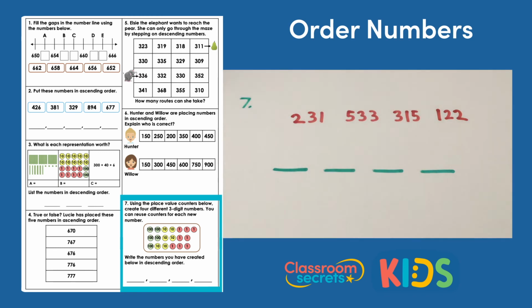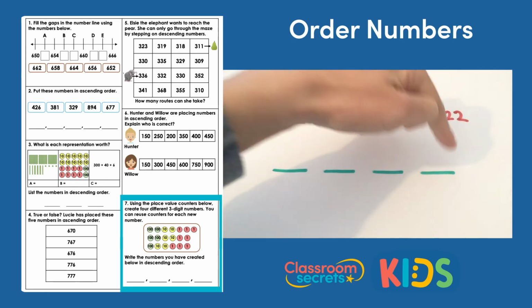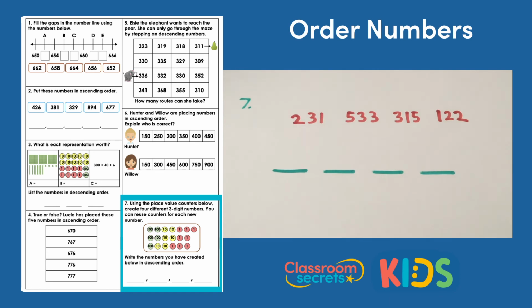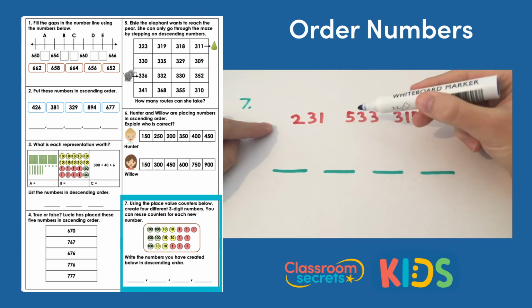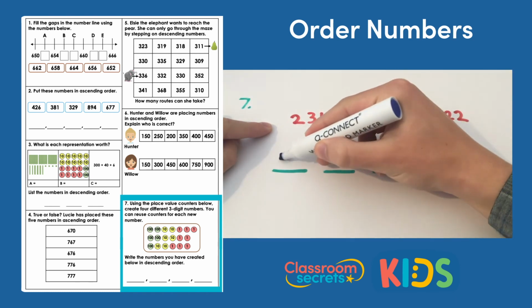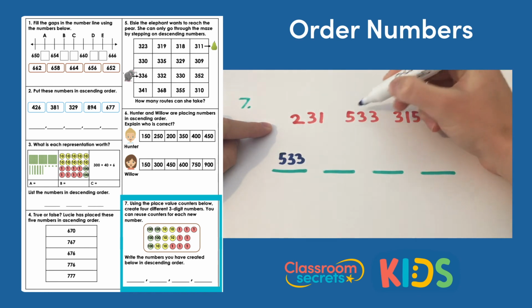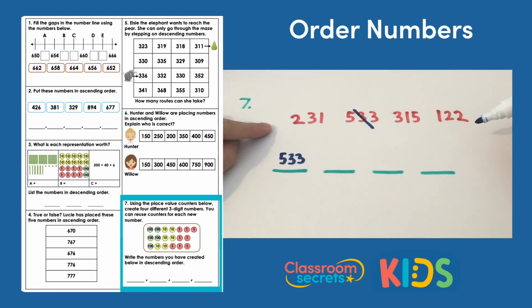Now we need to put those into descending order. So that means we need to look at making them from the biggest to the smallest. So we look at our hundreds first to find out the biggest. So this one, 533, 500s is the largest hundred in there. So that's going to be our largest. Cross it off. Then we want the next biggest.